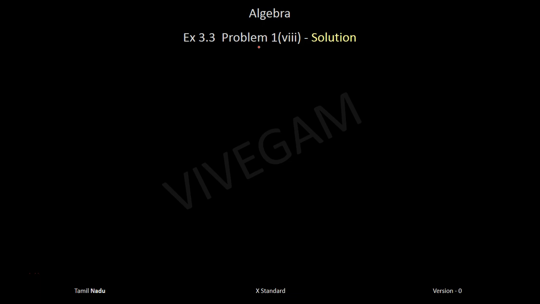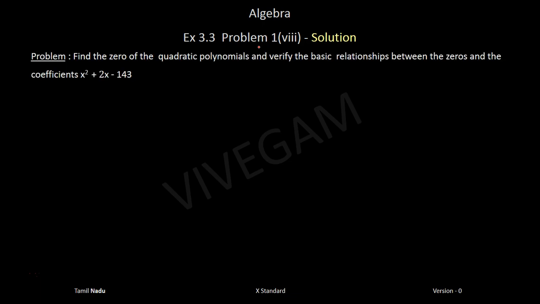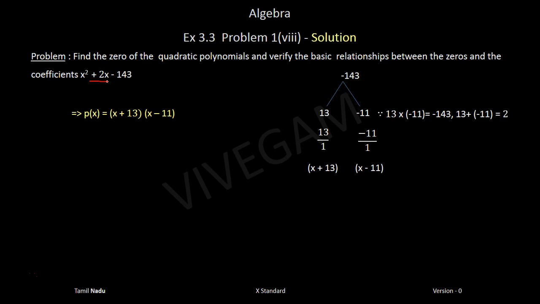Exercise 3.3, problem 1, division 8 solution. Find the zero of the quadratic polynomial x square plus 2x minus 143, and verify the basic relationship between zeros and the coefficients. Let p of x be x square plus 2x minus 143.